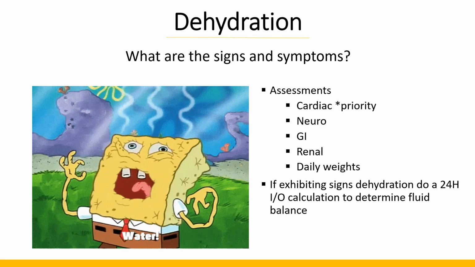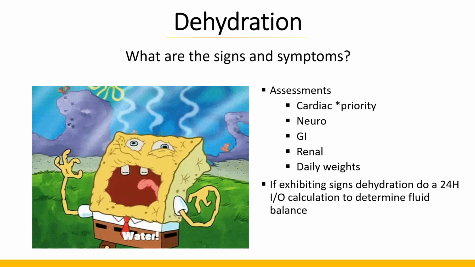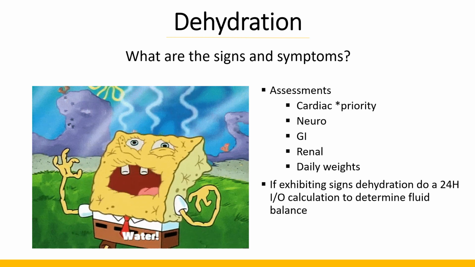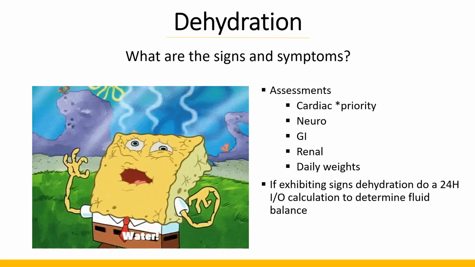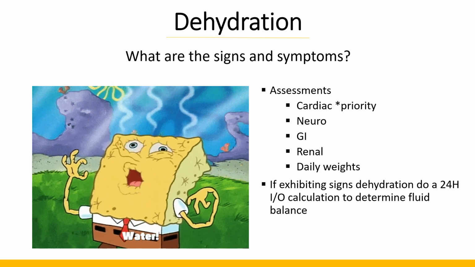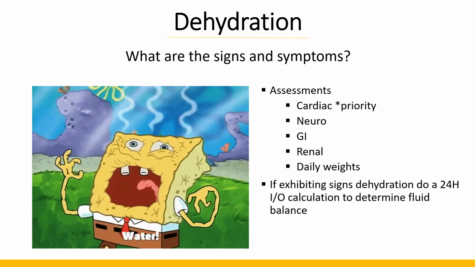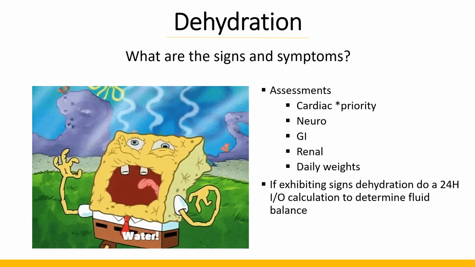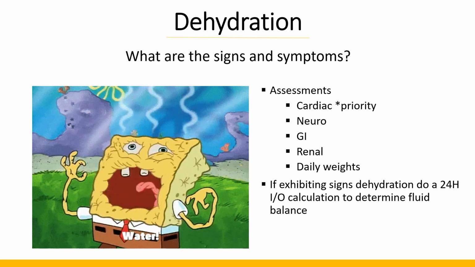We should be documenting daily weights on our patients. If a patient's dehydrated, we would see a downward trend. If the patient's showing signs and symptoms of dehydration, we could do a 24-hour intake and output calculation to determine if the fluid is balanced. Did the patient take in more than they put out?